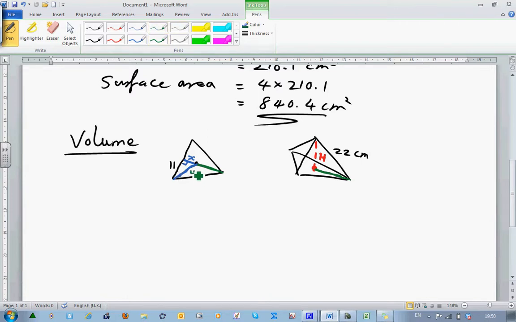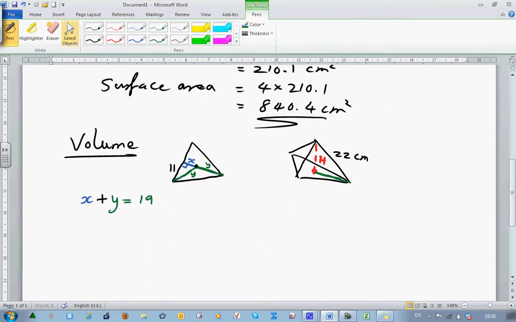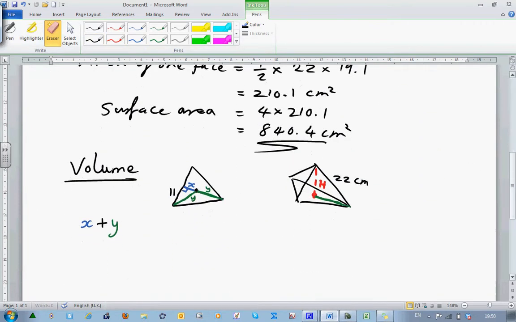What do we know? Well, we know that X plus Y is the length of the height, the original height, which is 19.1. And we also know from Pythagoras' theorem that y squared, let's draw the actual triangle.